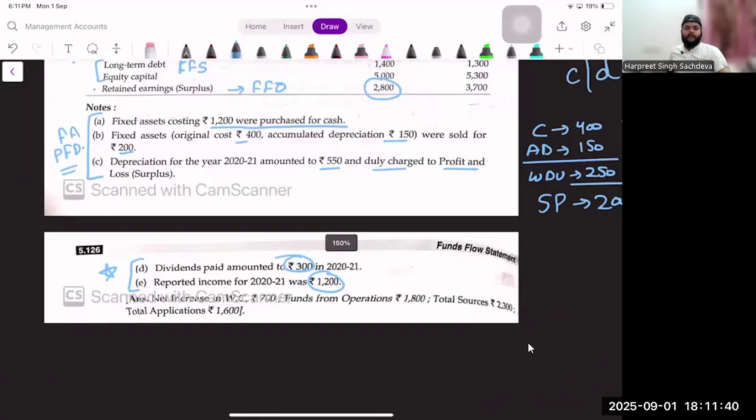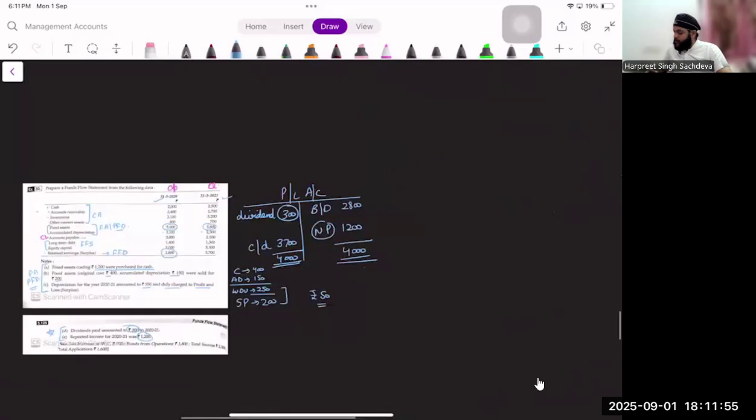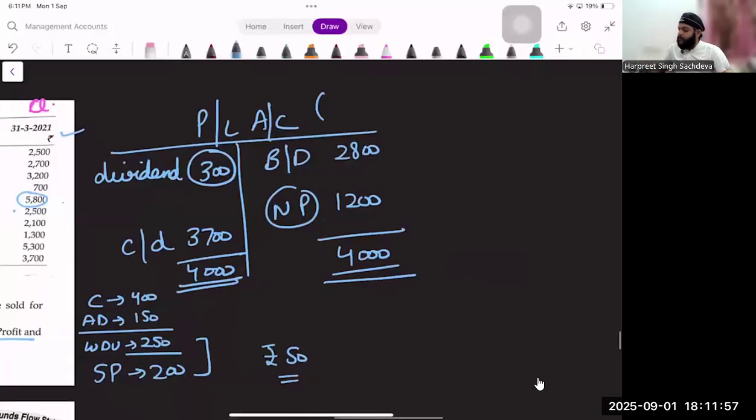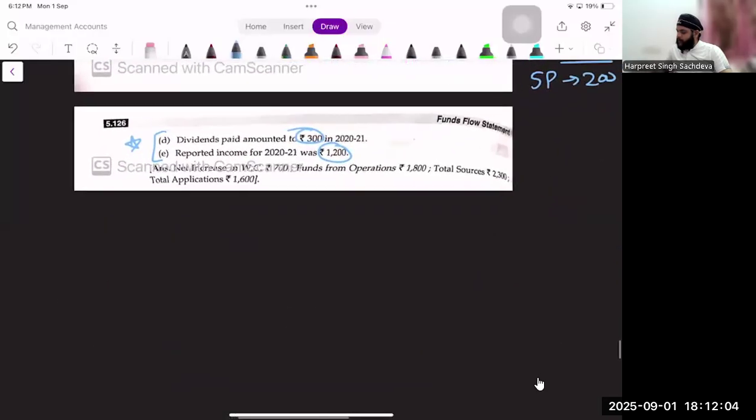Everyone, this point is very important. In few questions, dividend will not be given, but reported income will be given. So you will calculate the dividend value from the reported income. Okay. So this account also you will make as a working note in this question. Okay. So we know that everything is given.